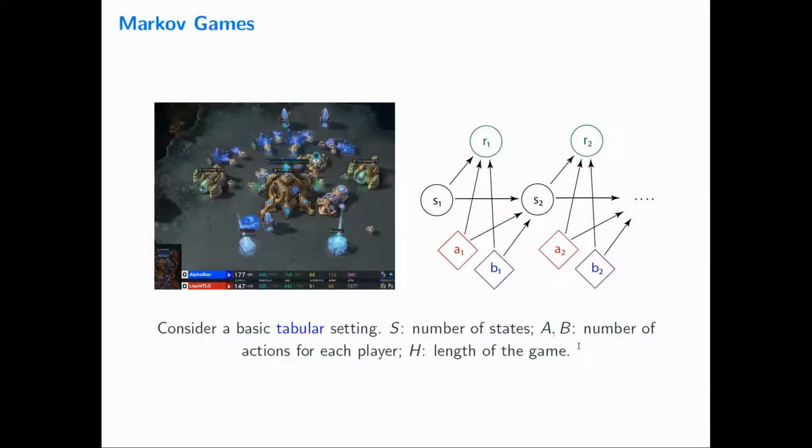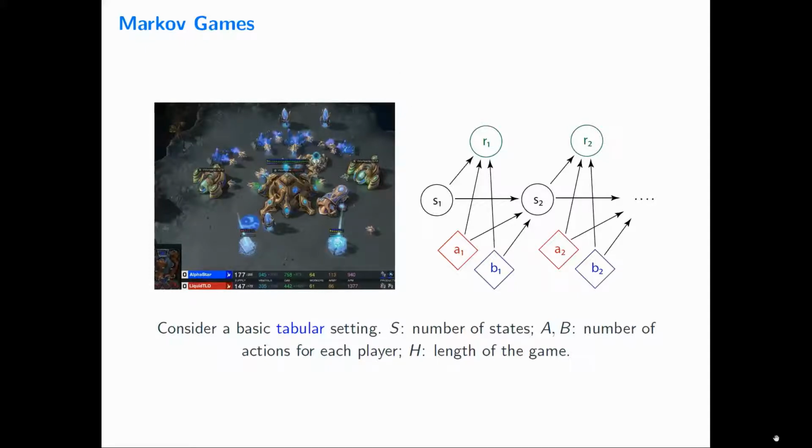To model the multi-agent reinforcement learning problem, one of the most important models is Markov games, also sometimes known as stochastic games, proposed by Shapley 60 years ago. Here we consider a tabular setting, and I will explain the fundamental concepts with this StarCraft example.